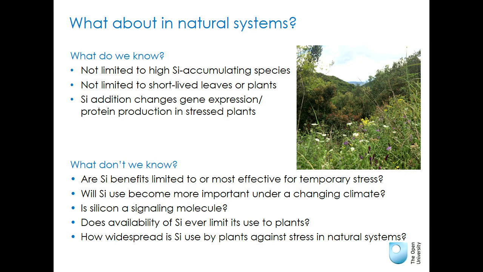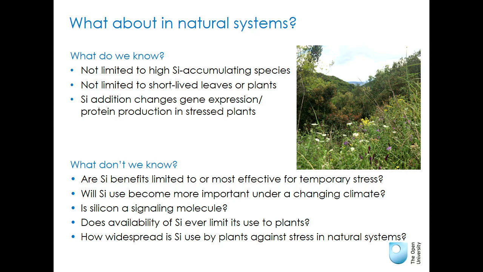But what we don't know is whether silicon benefits something that's stressed often or frequently or just temporarily. We don't know if silicon will become more important under a changing climate, as I think you suggested. So as plants face maybe stresses that they haven't encountered before, perhaps silicon will help. We don't know if silicon is a signaling molecule. We know if we add silicon, we see sort of proteomic changes, but is silicon the signaling molecule here? And does silicon availability ever limit its use? So all soils are chock full of silicon, but is it available to plants and is it limited?